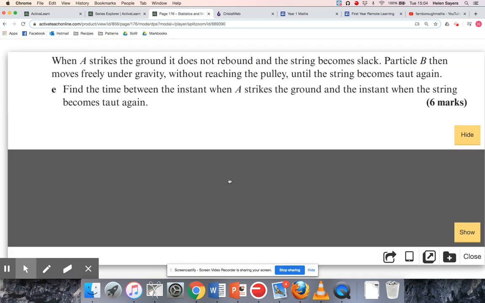Okay. So when A strikes the ground, it does not rebound and the string becomes slack. Particle B then moves freely under gravity without reaching the pulley until the string becomes taut again. Find the time between the instant at which A strikes the ground and the instant when the string becomes taut again. Right, so with these questions, you've just got to actually think about what they're describing.